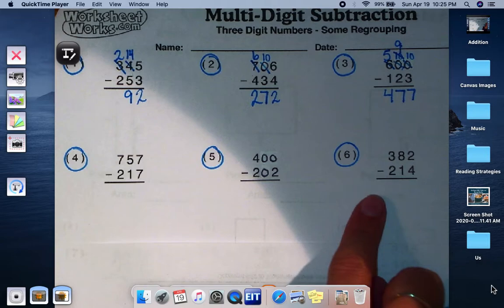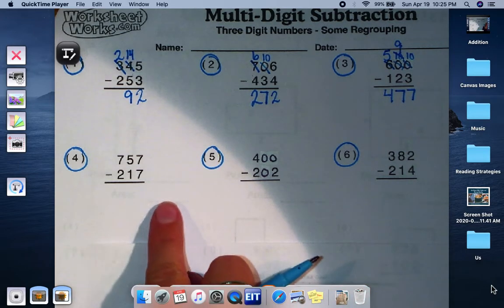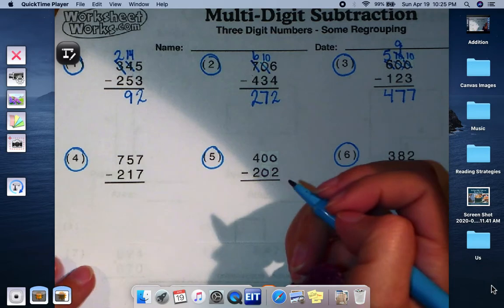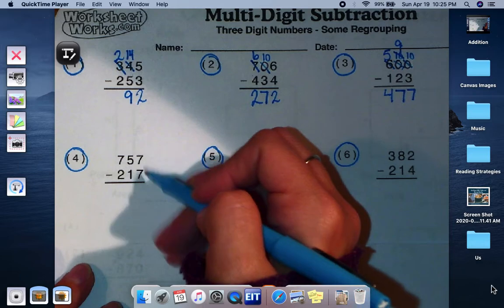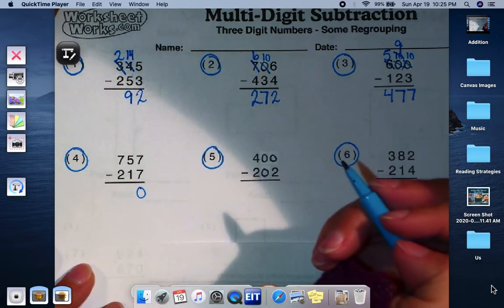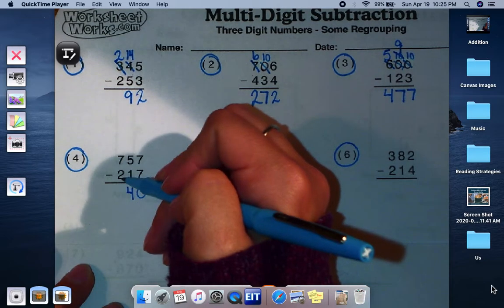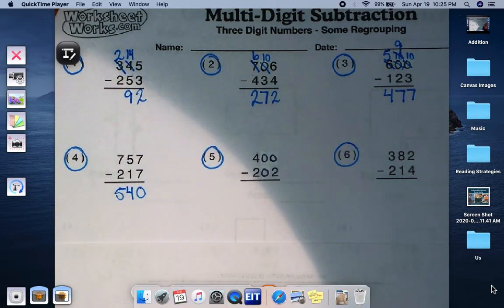Okay, you should have just done these 3 problems. Let's see if you got them right. 757 minus 217. Starting in my ones place, 7 minus 7 is 0. 5 minus 1 is 4. 7 minus 2, 7, 6, 5. 540. That didn't require any borrowing. That one was easy.